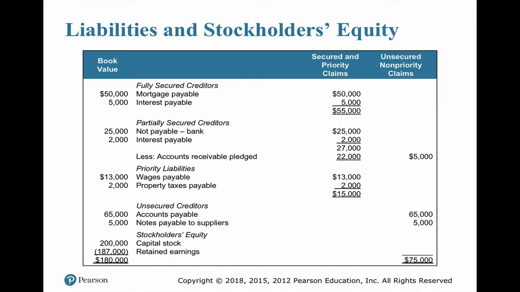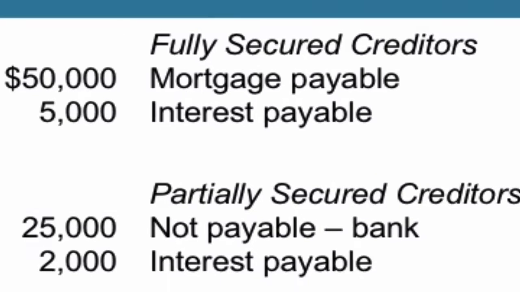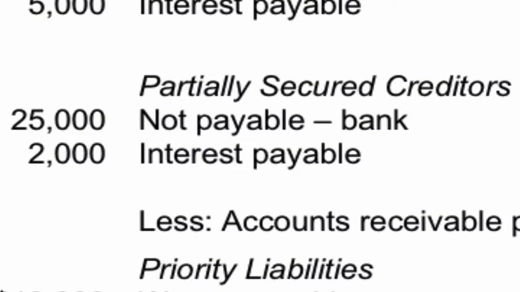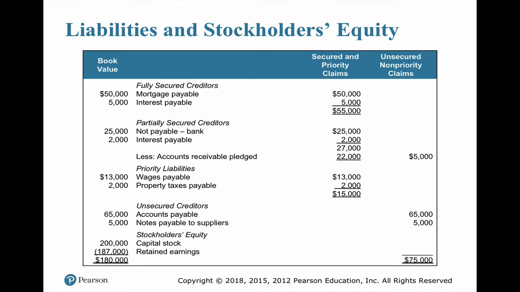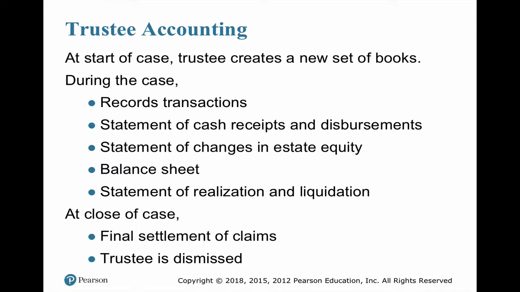We do the same also for the creditors. As you can see, we classify them here as fully secured creditors, partially secured creditors, and finally the other accounts for unsecured creditors. And once we do the evaluation, usually the court appoints a middleman, which we call the trustee. The trustee will do the normal evaluation during the case time. The trustee creates a new set of books during the case, like books for transactions, statement of cash receipts and payments, statement of changes in estate equity, balance sheet, and the statement of realization and liquidation.